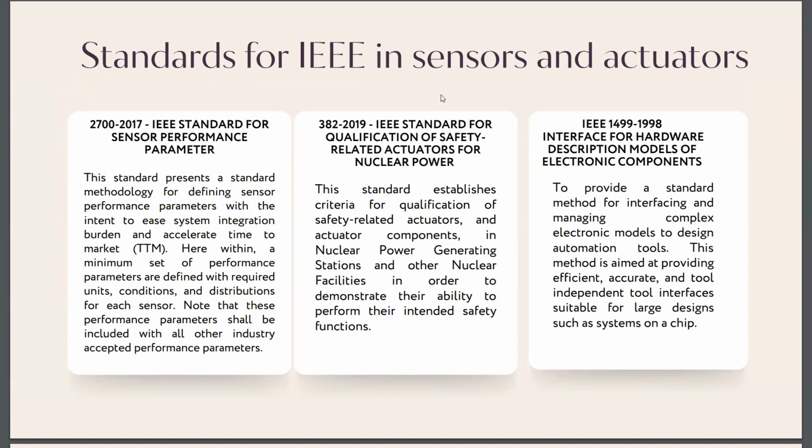Standards of IEEE in sensors and actuators. The first one is the standard for sensor performance parameters. This standard presents a standard methodology for defining sensor performance parameters with the intent to ease system integration and accelerate time to market. Here, a minimum set of performance parameters are defined with required units, conditions, and distributions for each sensor. Note that these performance parameters shall be included with all other industry accepted performance parameters.